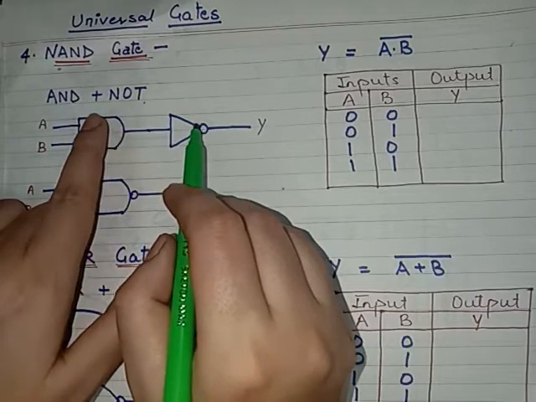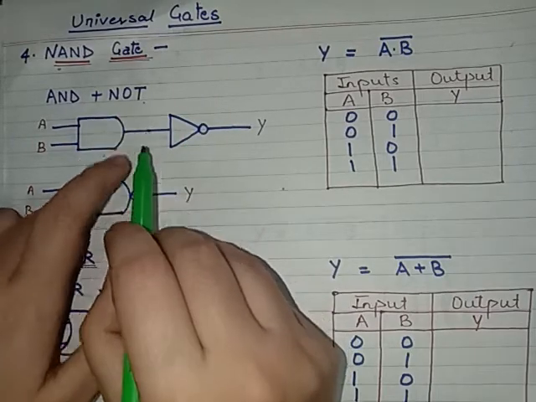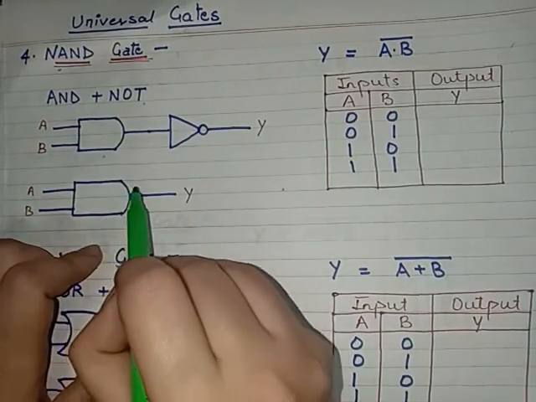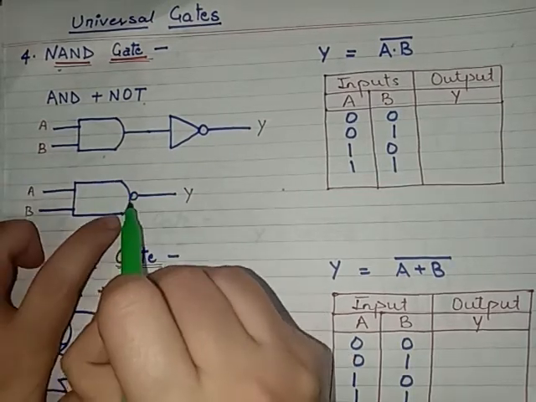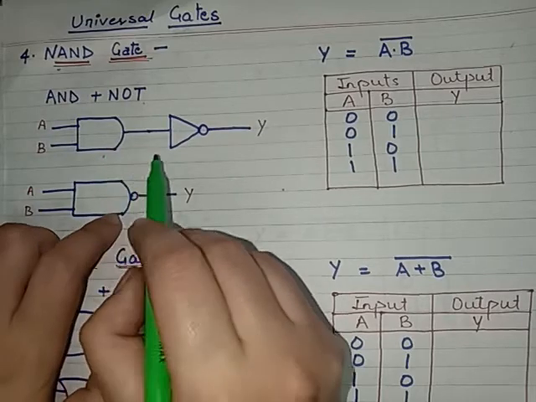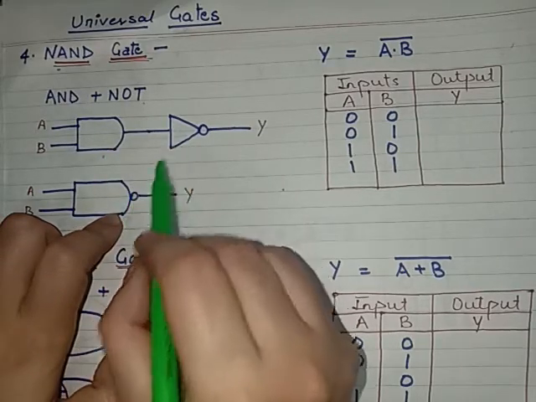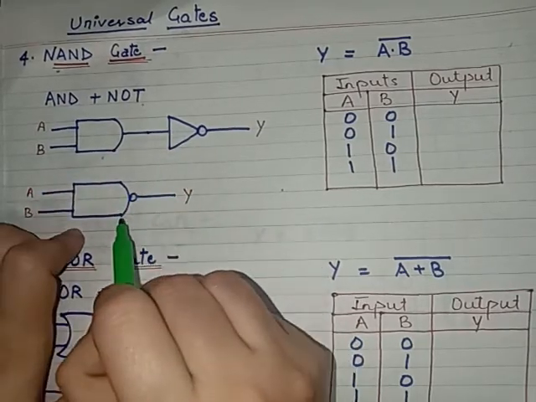And by combining both of these, we can have a symbol of AND gate with the simple bubble. Without the bubble, it's an AND gate only, but when we add the bubble of a NOT gate, then this will be the symbol of NAND gate.